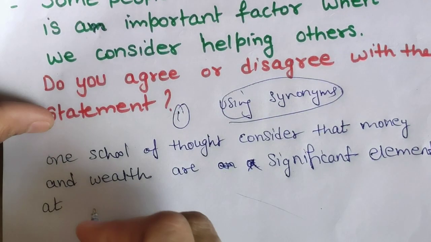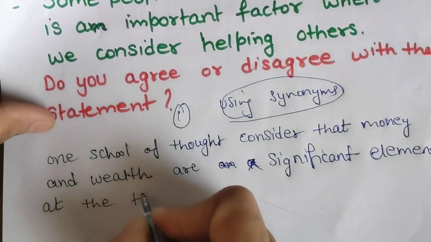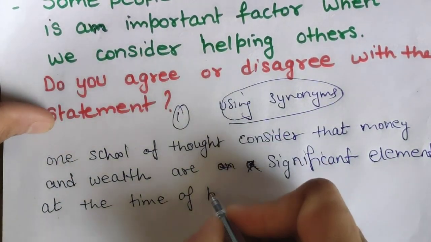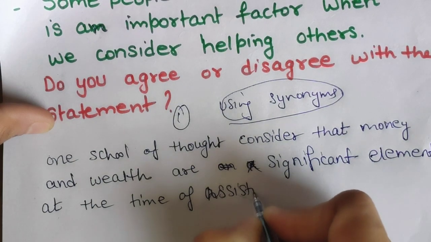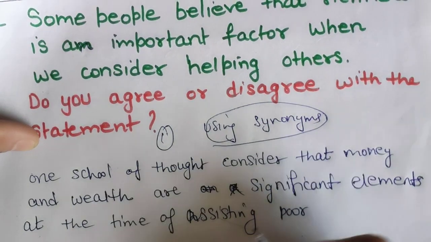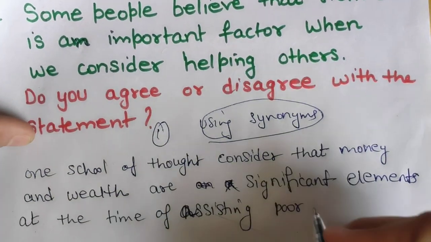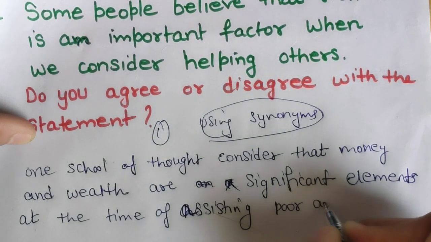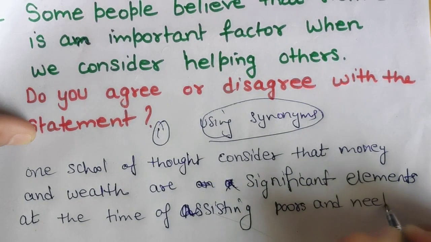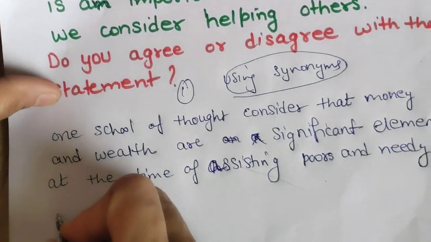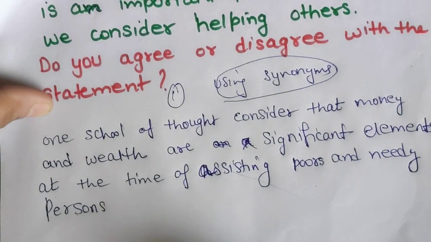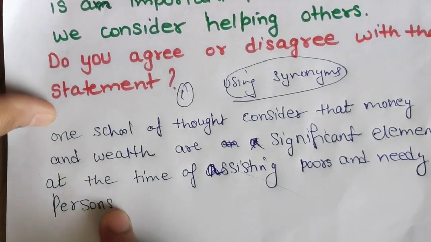When we consider helping, at the time of helping. Instead of helping we will be writing "assisting". Instead of others we will be writing "poor", assisting poor and needy persons. Sorry, my writing is really bad. So now we have paraphrased the question statement.